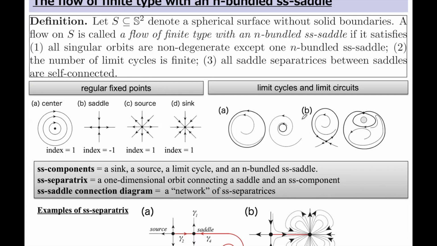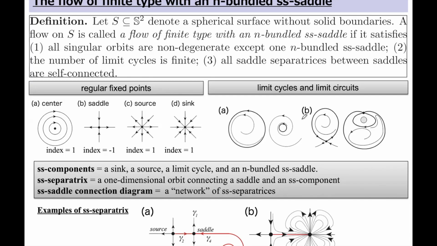This is a network of SS separatrices. I'm going to explain using an example. The notion of an SS separatrix looks very complicated, but this is an example. This red line connects the saddle to the limit cycle. This means an SS separatrix.